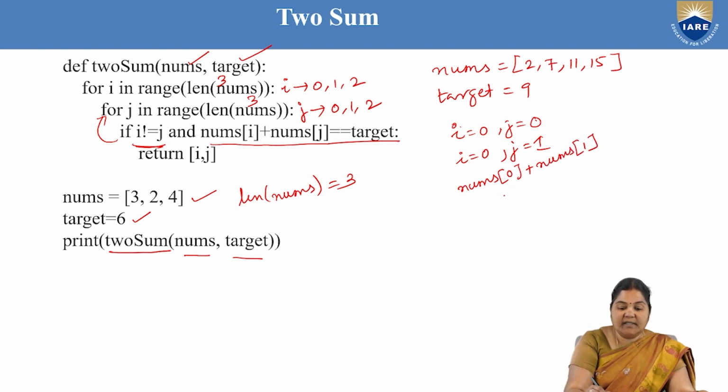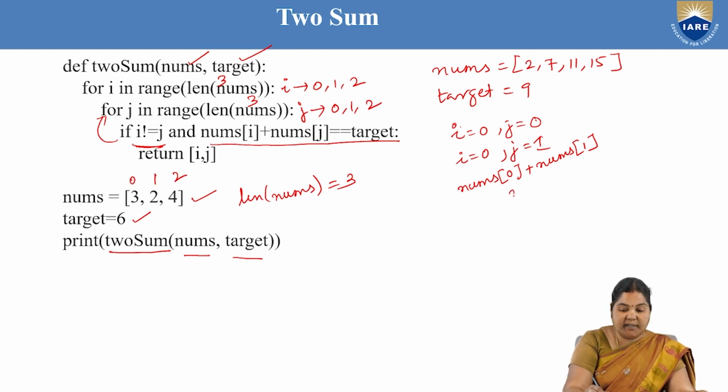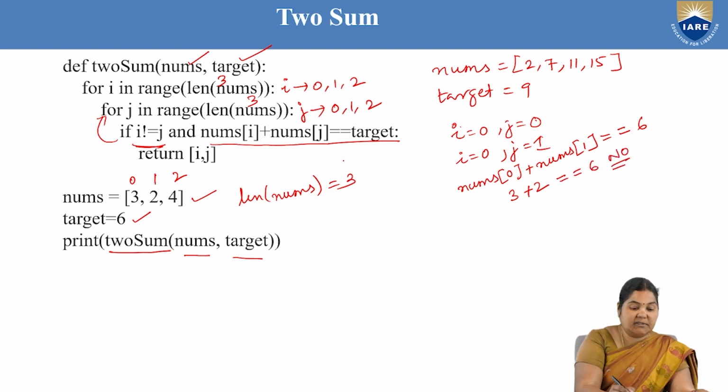nums[0] is how much? nums[0] is 3, plus nums[1] is 2. Is it equal to your target? What is your target? Target is 6. Is it equal to 6? No. So if it is false, then again we'll run the inner loop.